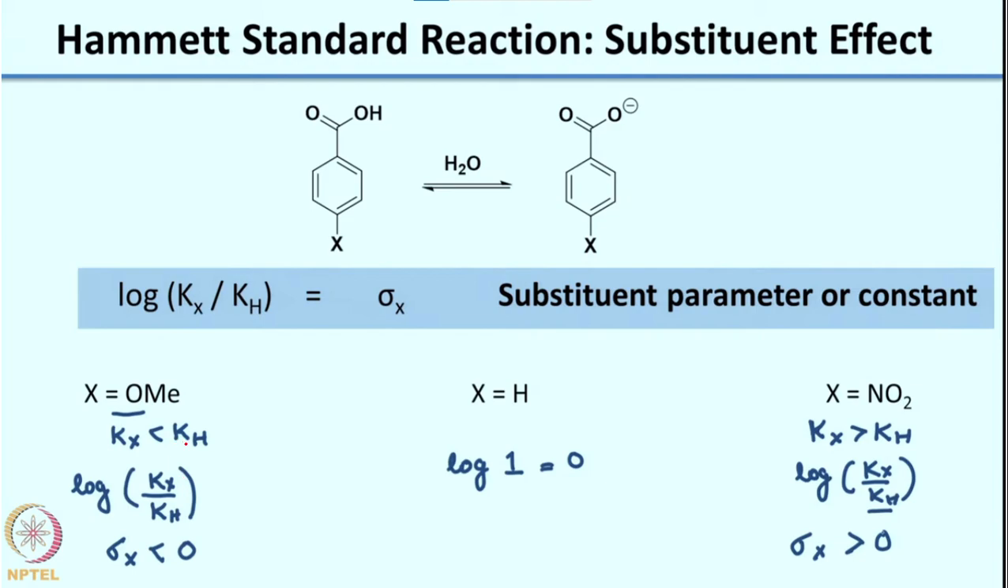So when Kx is less than Kh, the value of log Kx by Kh will become less than 0. Correct? When x is equal to H, it will become log 1, which is 0, and in the reverse case, when Kx is greater than Kh, the sigma x value will be greater than 0. So whenever the sigma x value is more than 0, an electron withdrawing group is present, and whenever it is less than 0, it is a destabilized form and an electron rich group is present.